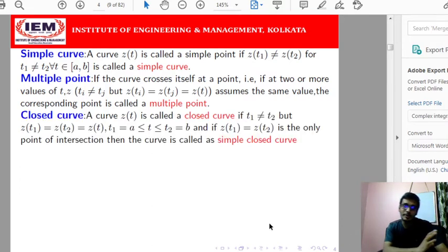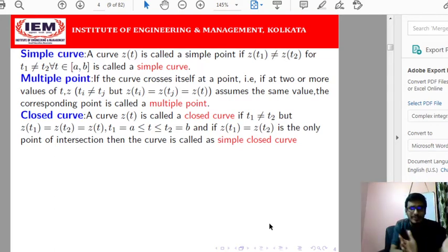So then what do you mean by a closed curve? In a curve there can be more than one multiple point. Closed curve means that, apart from the end points, the end points are actually coinciding. That means if I take the lower bound t1 and upper bound t2, the two ends of the curve we are considering, then for t1 I am getting some z(t1), for t2 I am getting some z(t2), and they are coinciding. That means the curve is a closed curve.